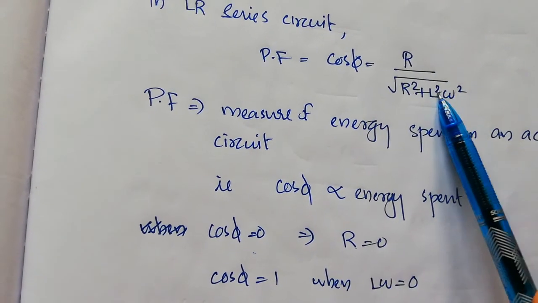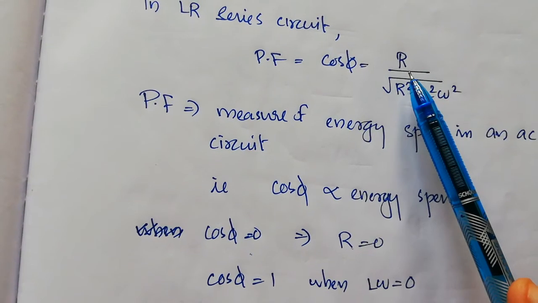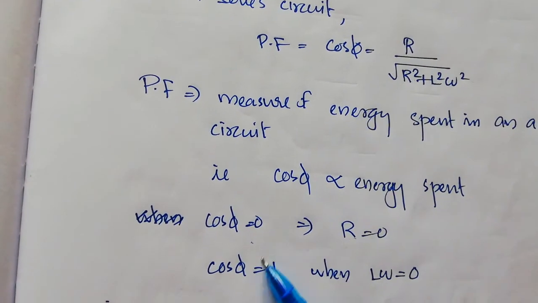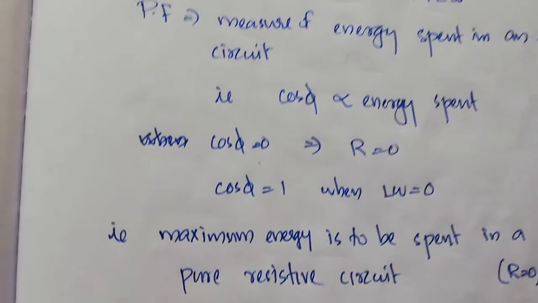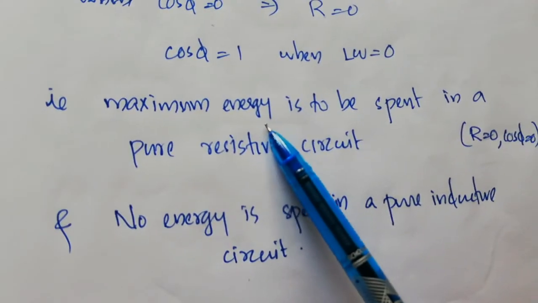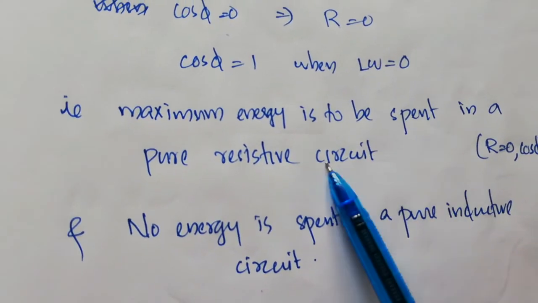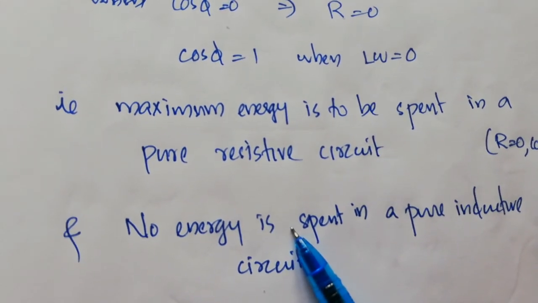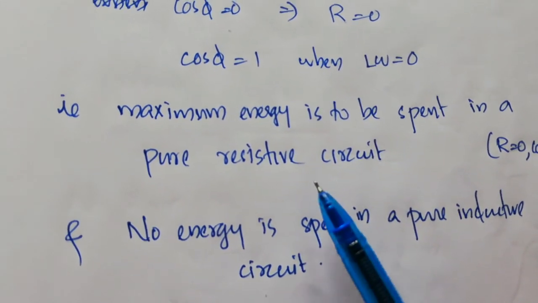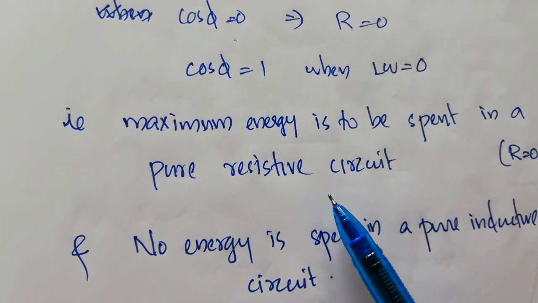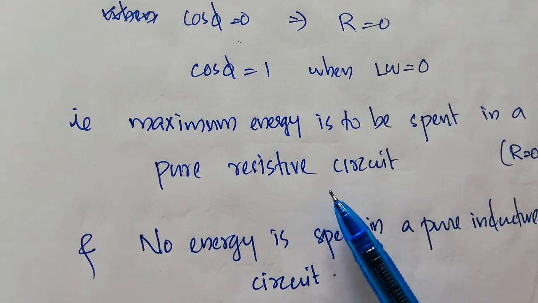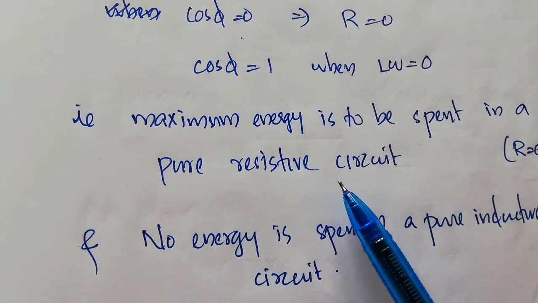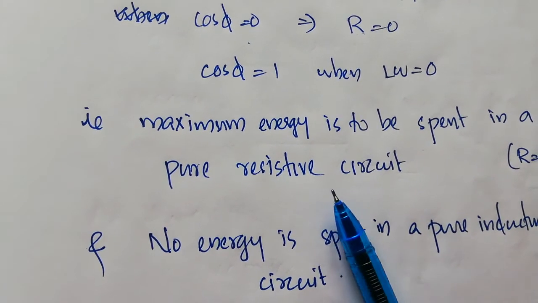And when L omega is equal to 0, we get R by R, that is equal to 1. So, the maximum energy is spent in a pure resistive circuit and no energy is spent in a pure inductive circuit. That is the importance of a power factor. So once more, it is the measure of energy spent in an AC circuit.